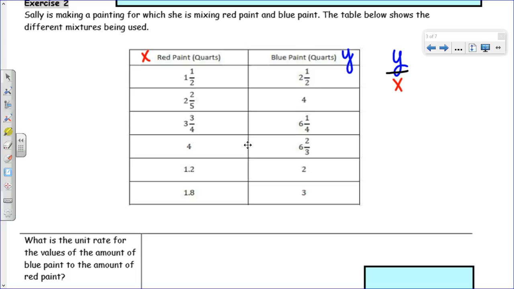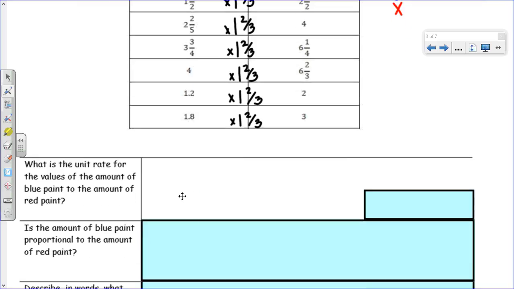If you're listening to me, that means you just unpaused it and you're ready to see what you got. Did you get times 1 2/3 for all of them? I hope so, because that is actually the constant multiple. We've been calling it that magic number. And you get 1 2/3 for every single time you divide y by x. So the unit rate and the proportionality are the same.